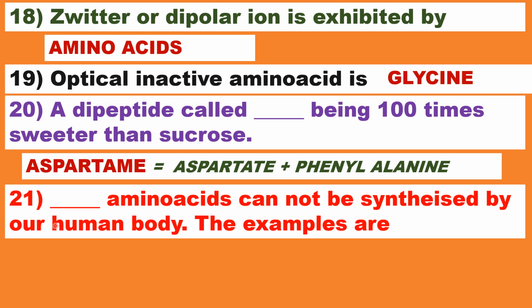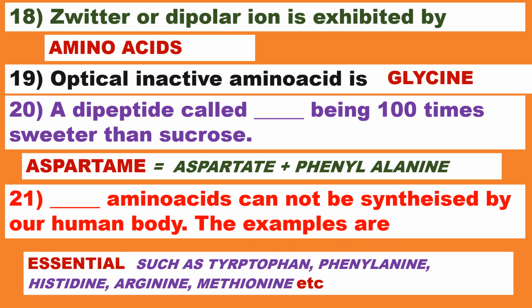21. Dash amino acids cannot be synthesized by our human body. Give some examples. Essential amino acids. Those amino acids that cannot be synthesized by our human body are called essential amino acids. Non-essential amino acids can be synthesized by our body. Essential amino acids include tryptophan, phenylalanine, histidine, arginine, methionine, etc.